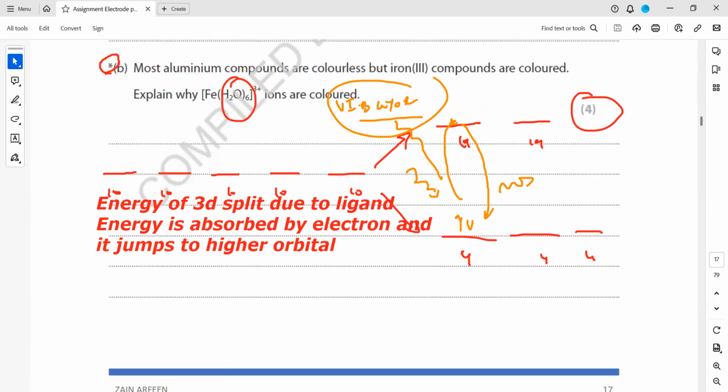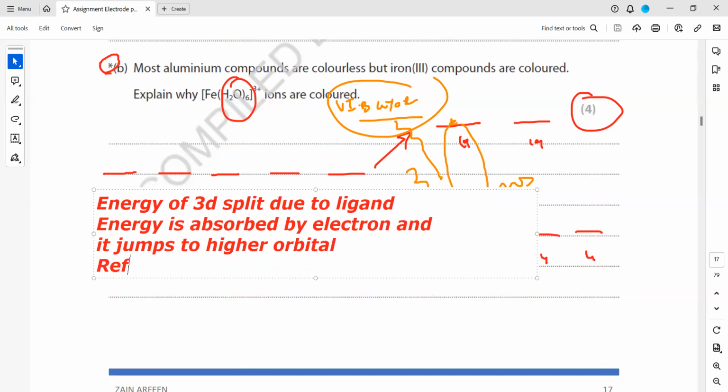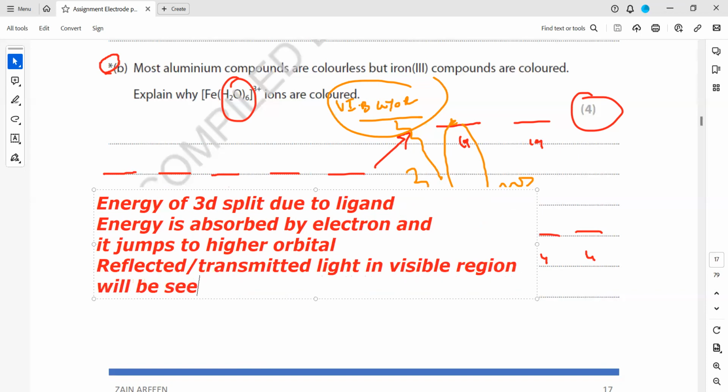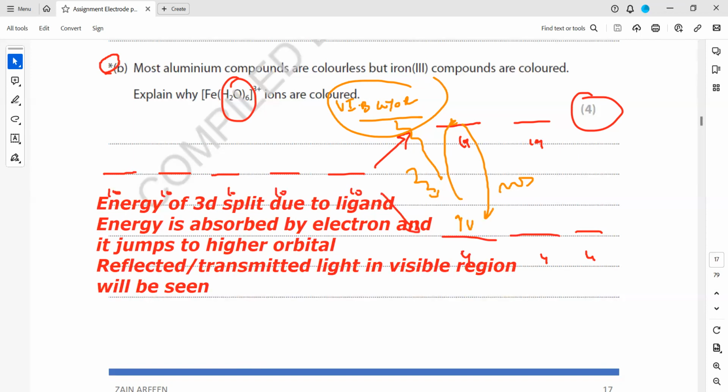So the fourth point is that the transmitted or reflected or remaining light is colored, or is in the visible region. So we'll see a complementary color. That's how you will score the 4 marks.